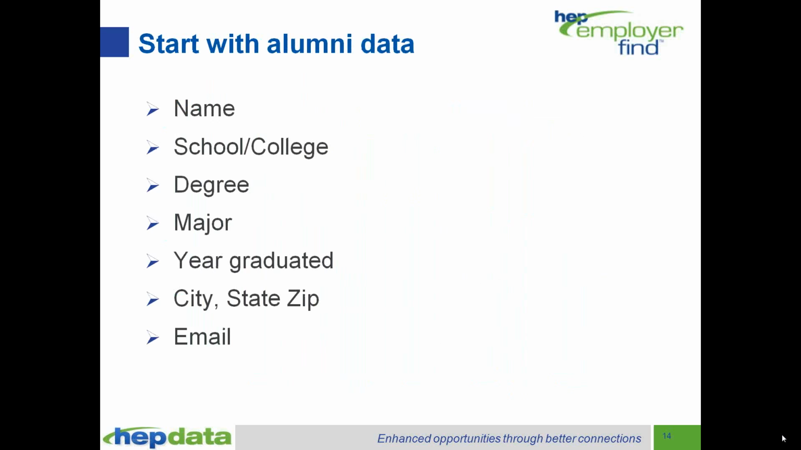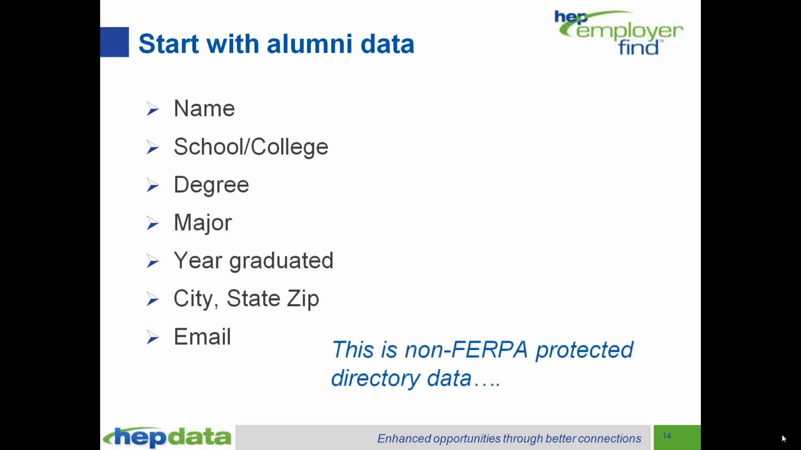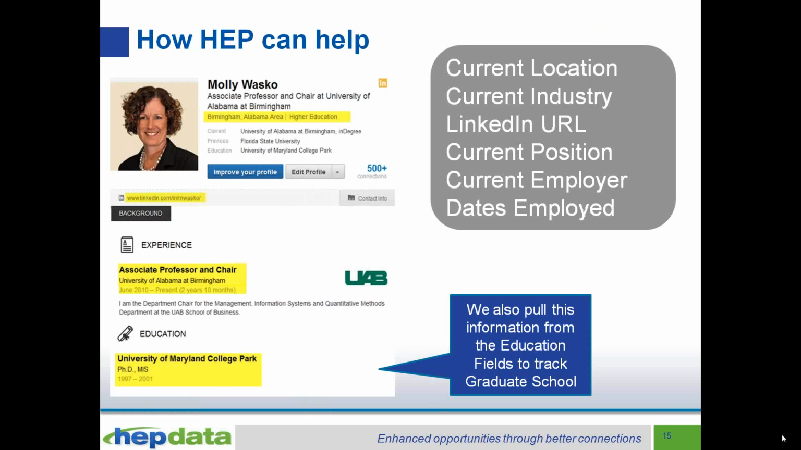So what we do is we start with your alumni data. We need the student's name. We like knowing which college or school they came from, what their degree is, so is it a BS, a BA, an MBA, what their major was, the year they graduated, and then their address if you have it, or an email. The more data you can give to us, the better our chances of being able to match. Also, we like to take only non-FERPA protected directory data so there aren't any issues with privacy.